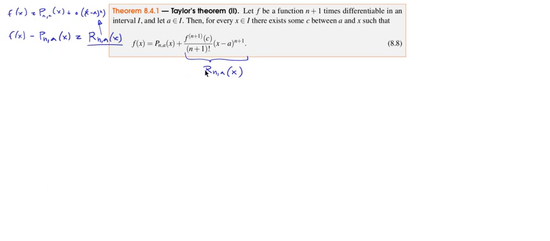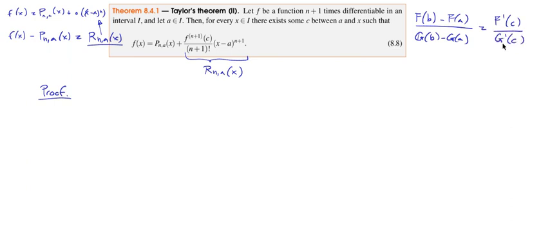Okay, in order to prove this, we need to apply Cauchy's mean value theorem, which, if you remember, says: you have two functions, f and g, such that they're continuous and differentiable in this interval a, b. Then we have this thing, right? F at b minus f at a, over g at b minus g at a, is equal to the derivative of f at some point c in this interval divided by g prime at c. Right? This is Cauchy's mean value theorem.